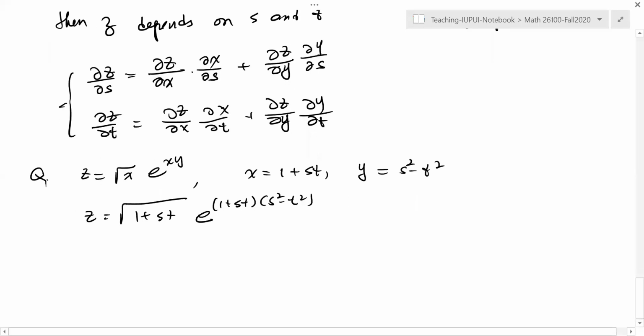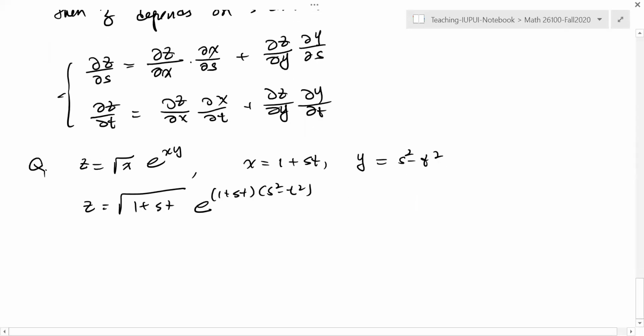But it's a pretty complicated expression. And when you study, you can find the derivative directly, the partial derivative of z with respect to s. So what I'm going to do is find the partial derivative with respect to s using the chain rule. So I will, first of all, get this.